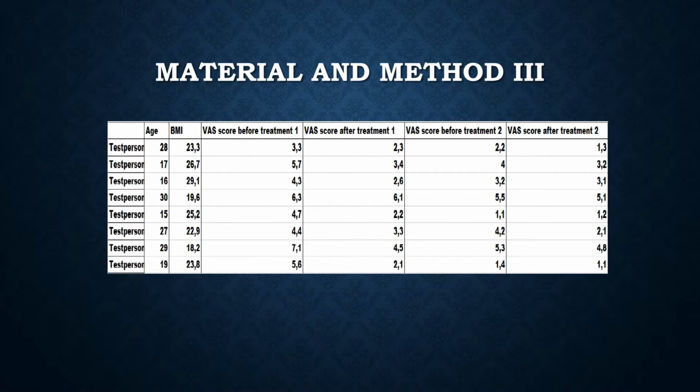All 8 participants are shown on this scheme here. They were all listed by age, height and weight. After that, the body mass index was estimated. As you can see on this table, the VAS score is represented before the first treatment and after the first treatment. And then again, the VAS score before the second treatment and after the second treatment.